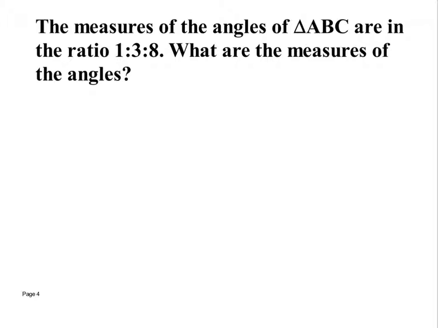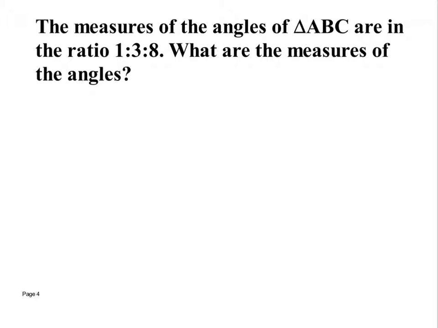What this means is that, let's say angle A is 1, okay, this is the first one. What that means is that for every 1 degree of angle A, B is 3 degrees. So if angle A was 1 degree, then angle B would be 3. If angle A was 10, then angle B would be 30.